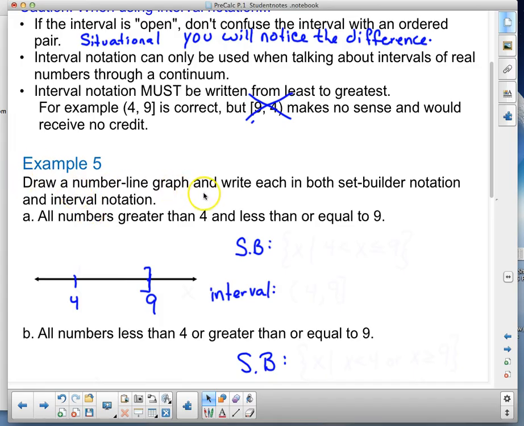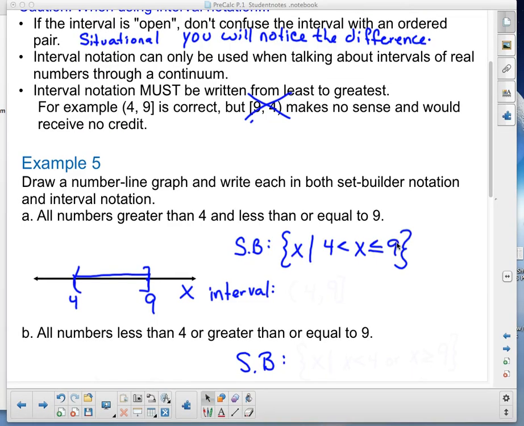Example 5, draw a number line graph and write each in both set builder notation and interval notation. All numbers greater than 4 and less than or equal to 9. So I kind of gave it away. It's greater than 4 but less than or equal to 9. I have the bracketed. So in set builder notation, I'm going to say the set of all x such that 4 is less than x, which is less than or equal to 9. Now in interval notation, I have an open at 4 and I'm closed at 9.